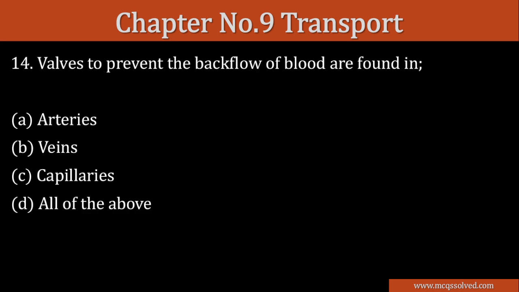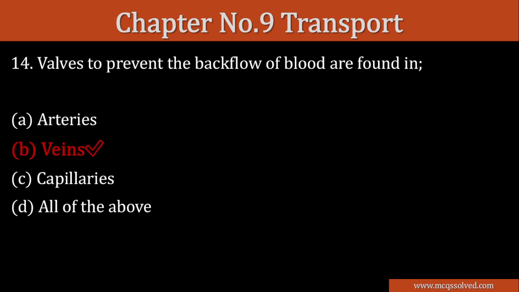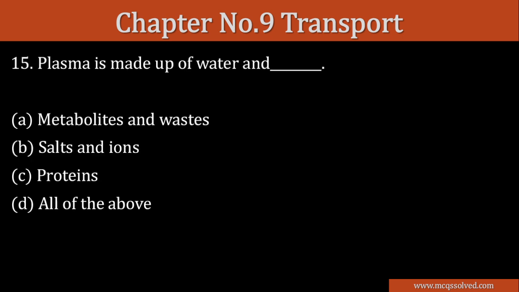Valves to prevent the backflow of blood are found in arteries, veins, capillaries, all of the above. So the right option is vein.